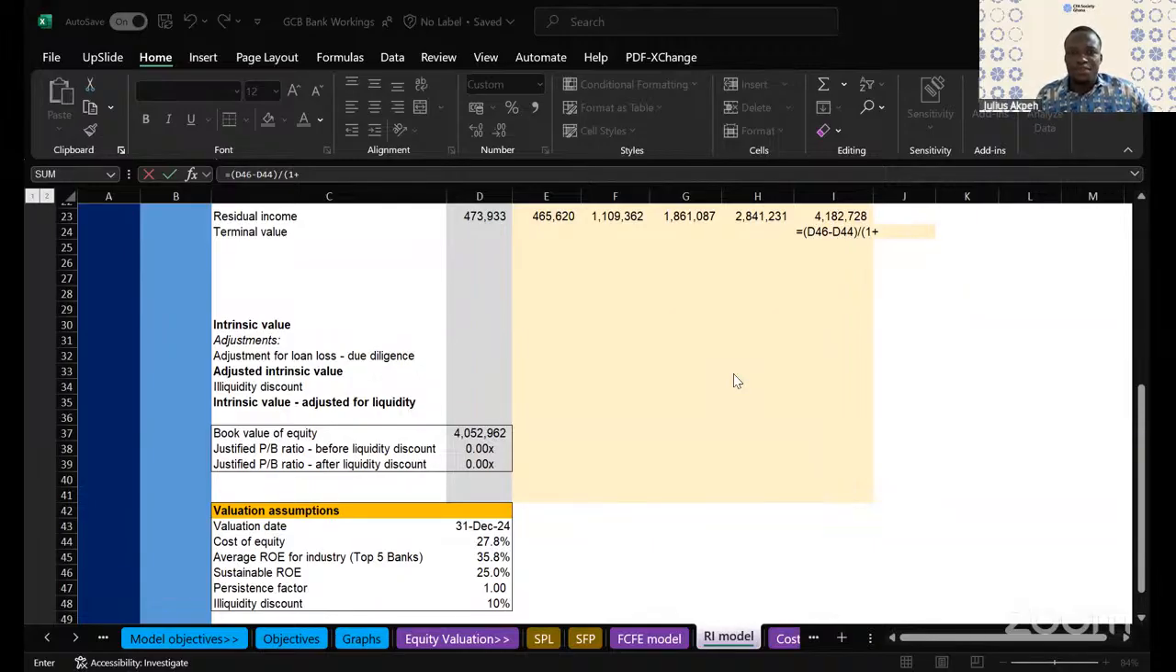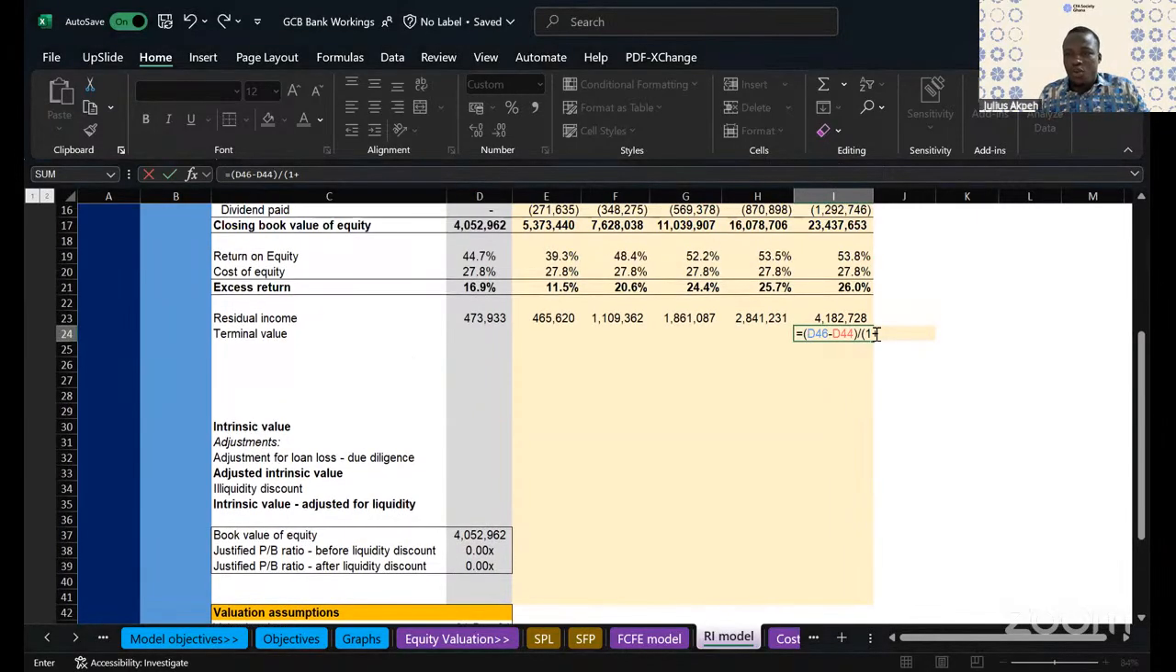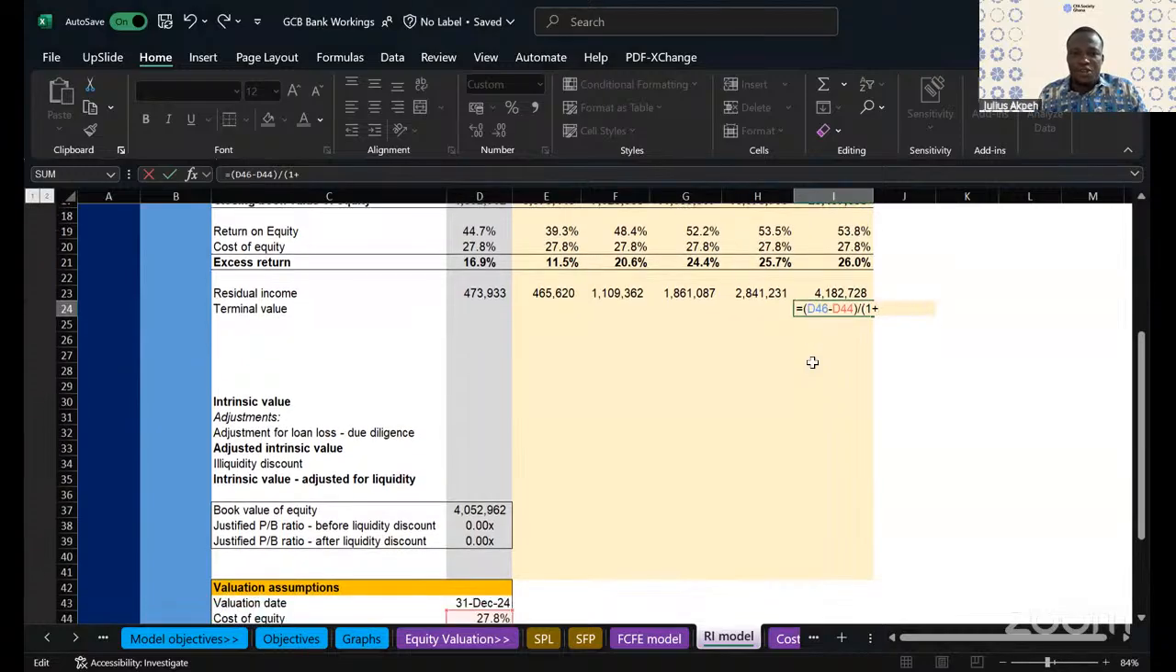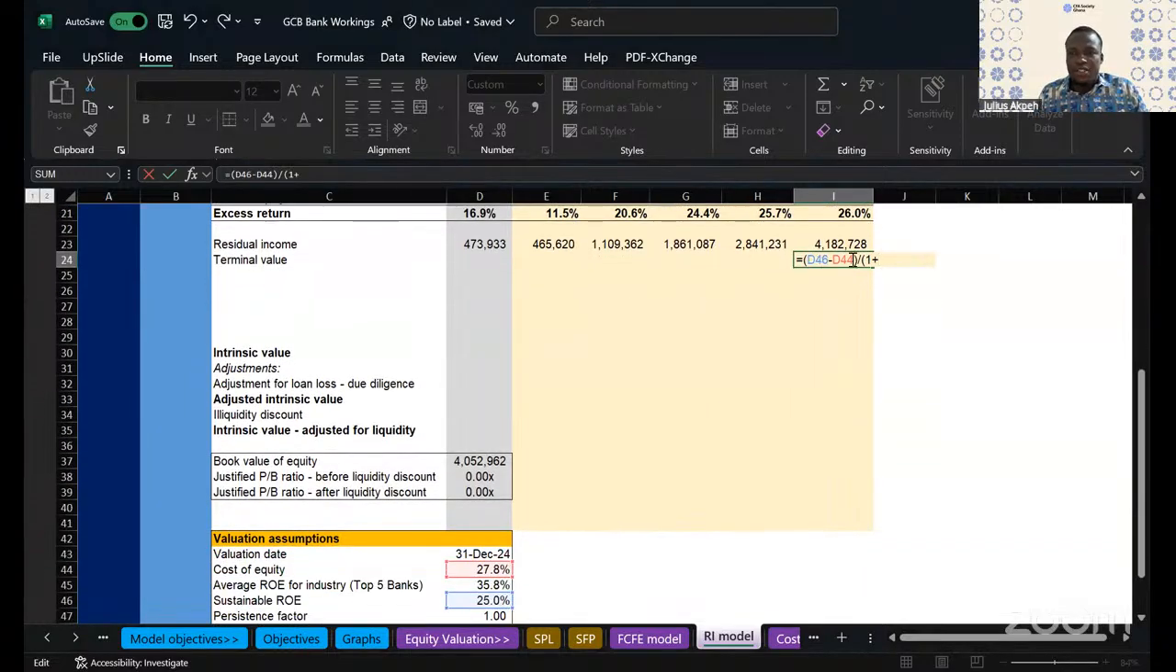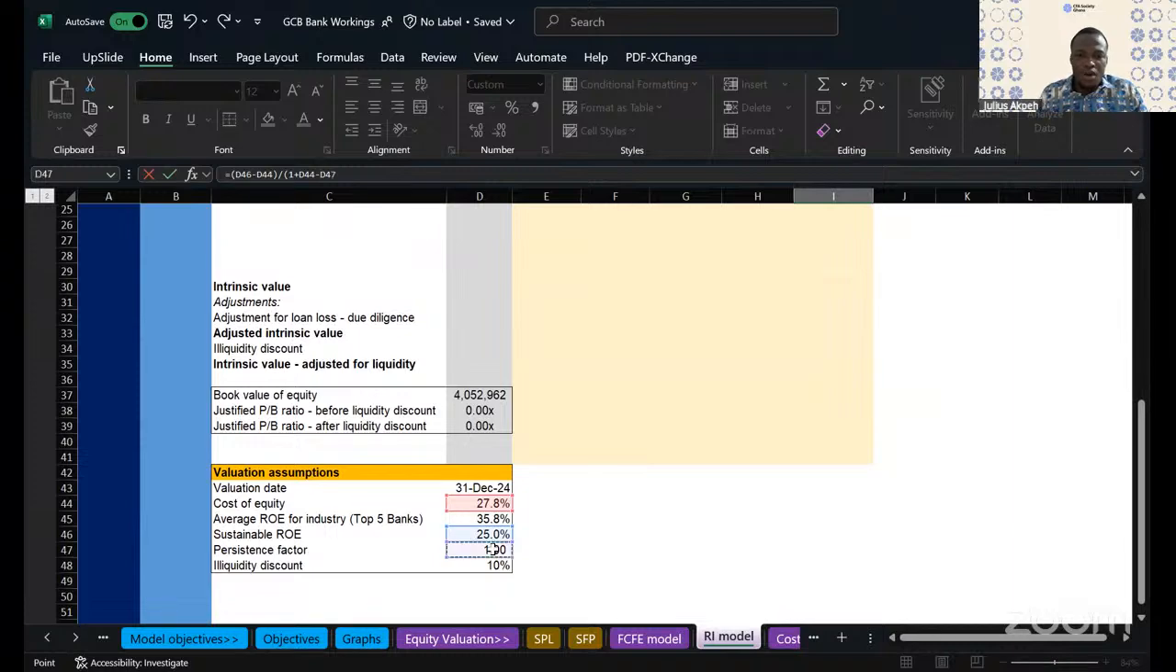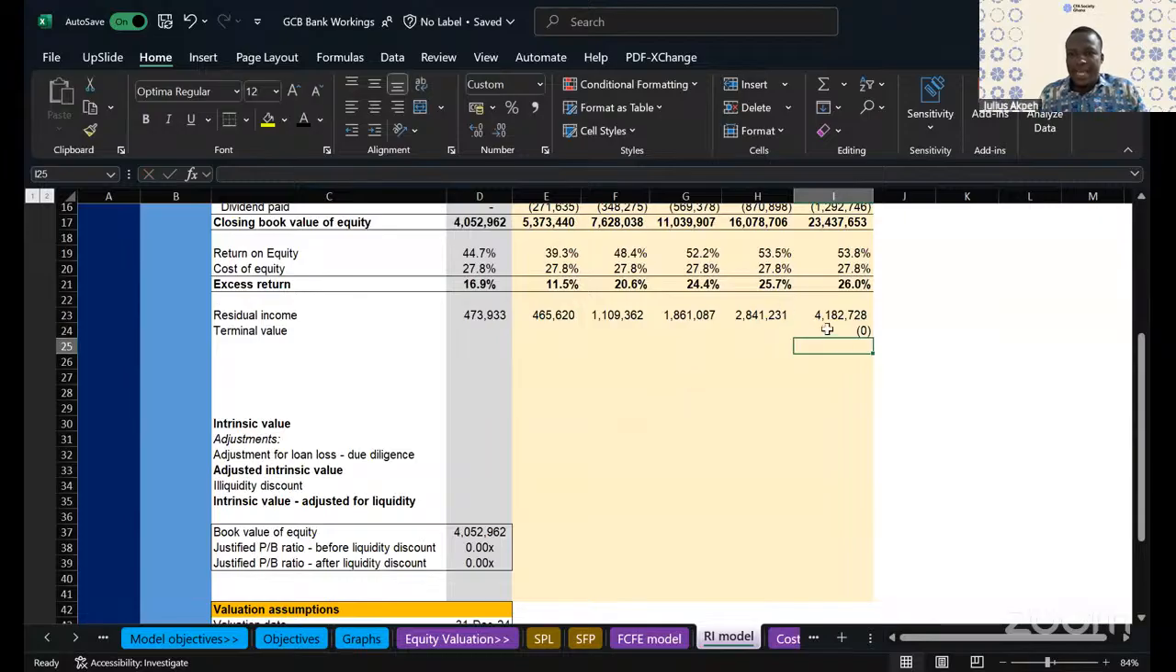So putting some formulas in here. All right, so we put in some formulas. We said that the terminal value will be the return on equity minus cost of equity divided by 1 plus the cost of equity minus the persistence factor. This is the formula. We hit enter and it gives a 0.